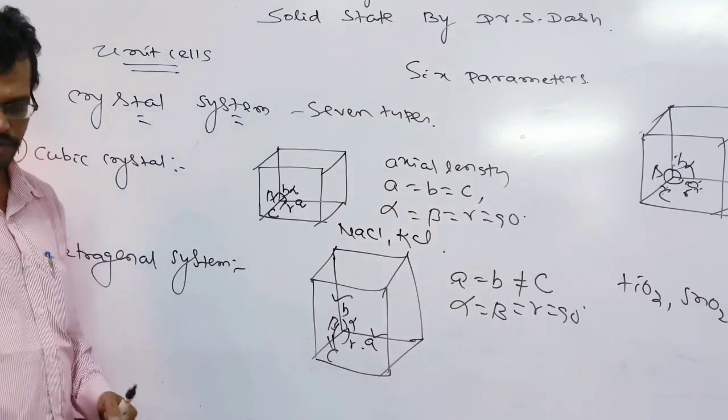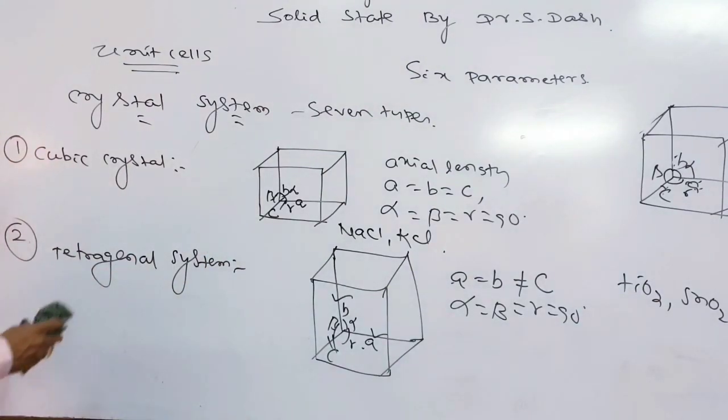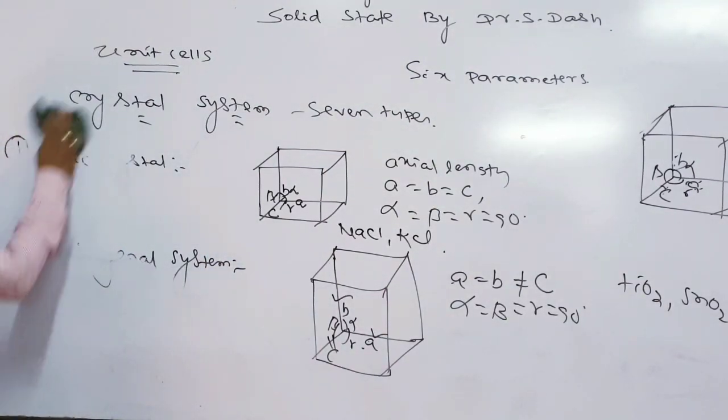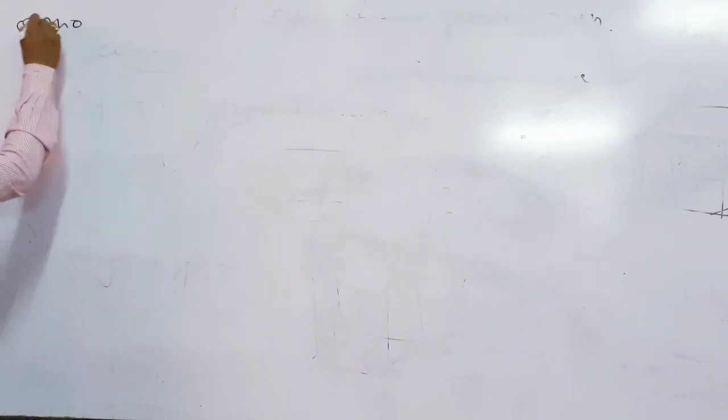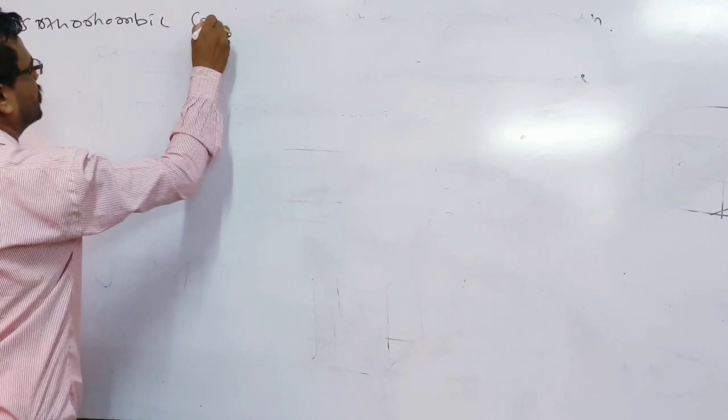Okay, so now we go to the third category of our crystal systems: the orthorhombic crystal system.